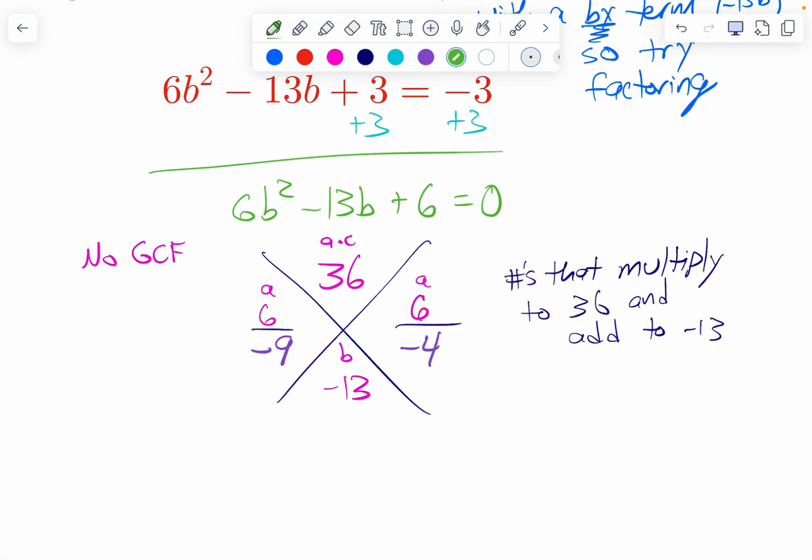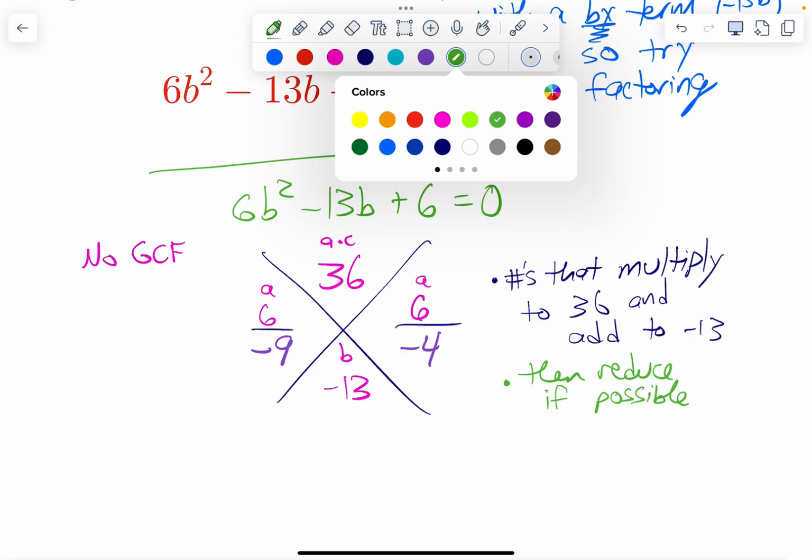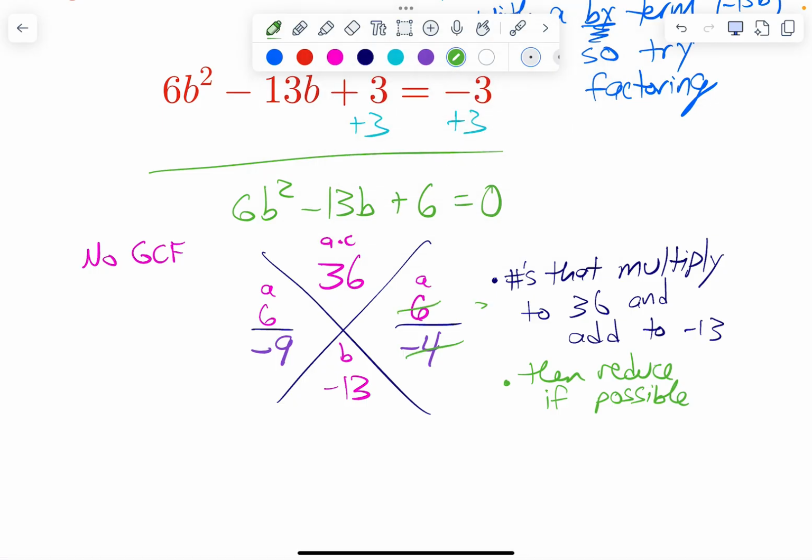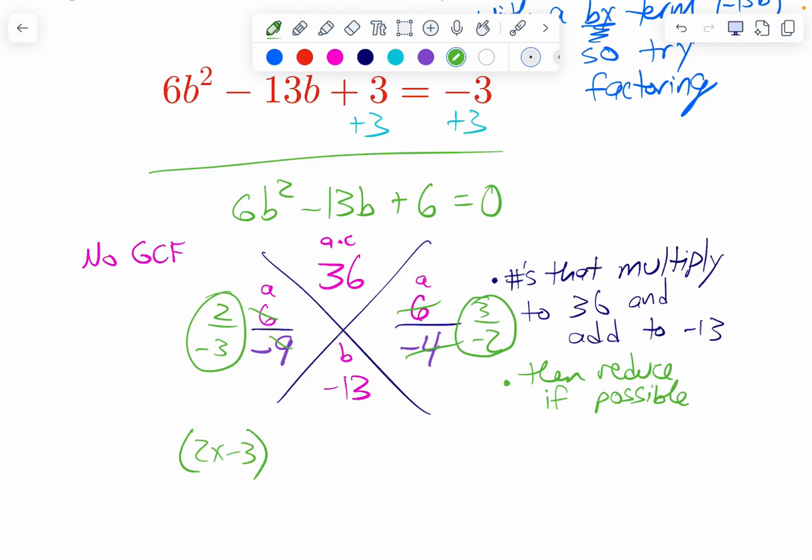Okay, next step is to reduce. So then reduce if possible. Can we? Yep. So this one becomes 3 and negative 2. So in other words, divide both by 2. And then over here, divide both by 3. And we'll get 2 and negative 3. So our factors are 2x minus 3, 3x minus 2.